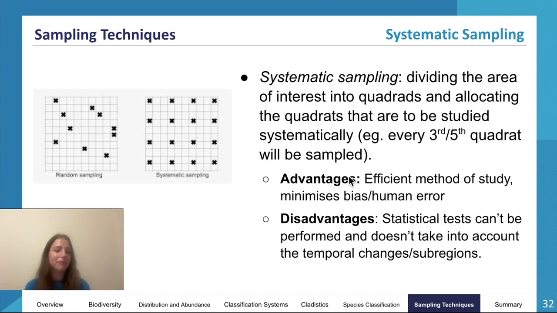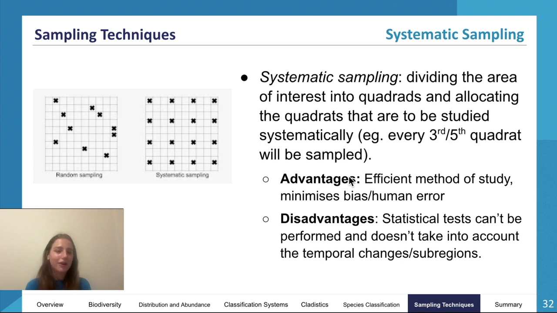Additionally, systematic sampling minimizes bias and human error because the selection of quadrants is based on a fixed system rather than your subjective choice. So just like with how we saw with random sampling, you can't implement bias in order to determine what quadrants you'll look at. And this basically just helps us to ensure that the data collected is consistent and that every part of the study has an equal chance of being represented.